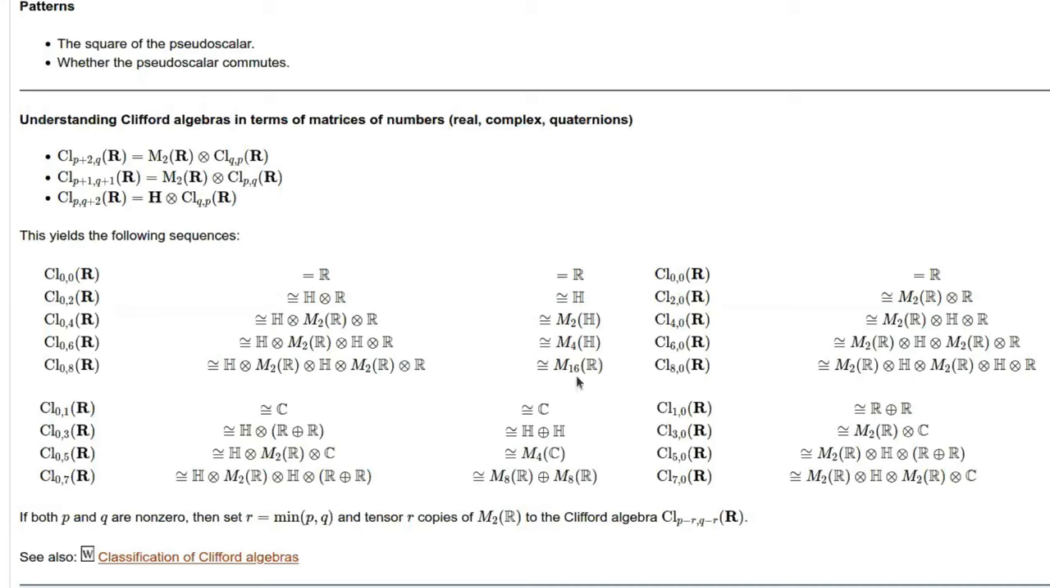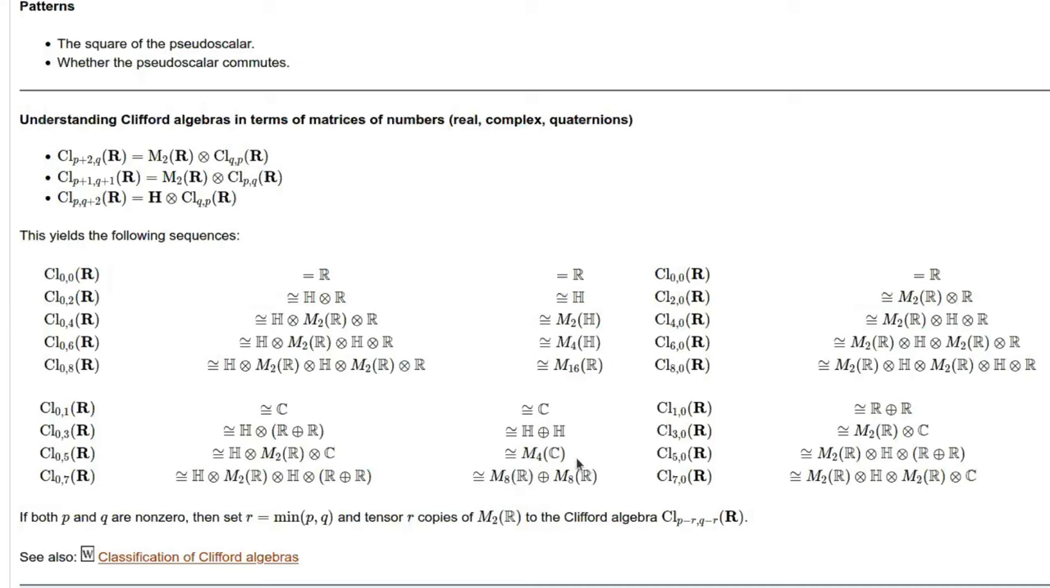So that's where the periodicity comes in here in the Clifford world. And then, because this is even, you can also start with C, and then you'll get H plus H, M4, 4 by 4 matrices in C, or you'll get the sum of 8 by 8 matrices in R. So this is the kind of thing that's going on.